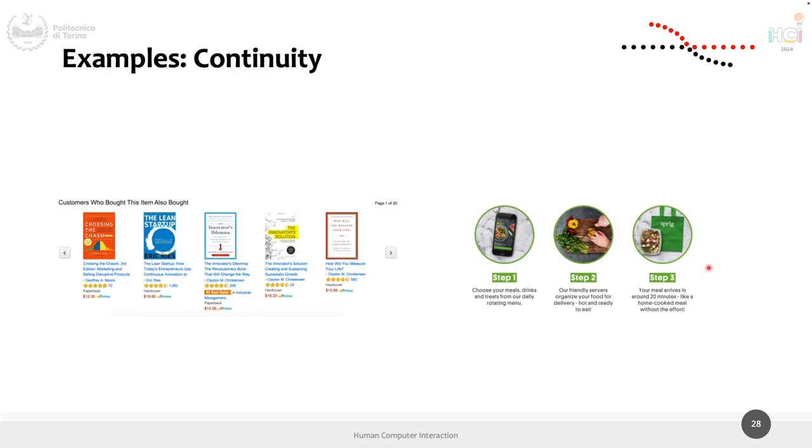Or here, step one, step two, step three. What do we expect to be the next step? Four, five, six. Because of continuity. So again, if you are doing something like this, try to maintain consistency and continuity in the operation.